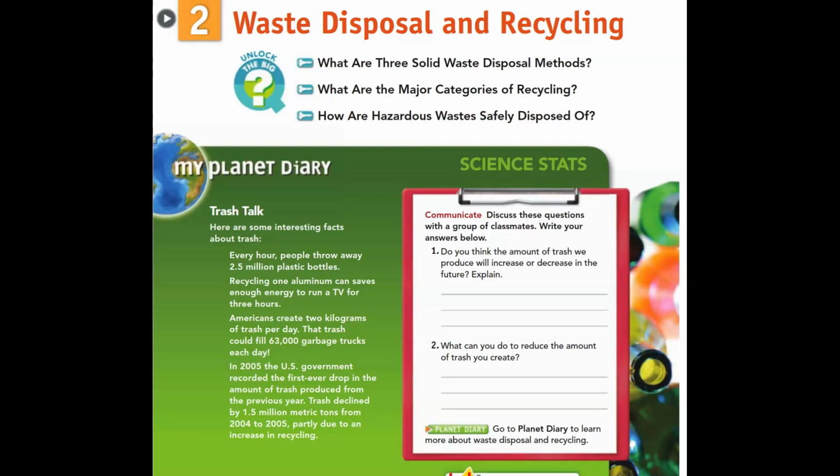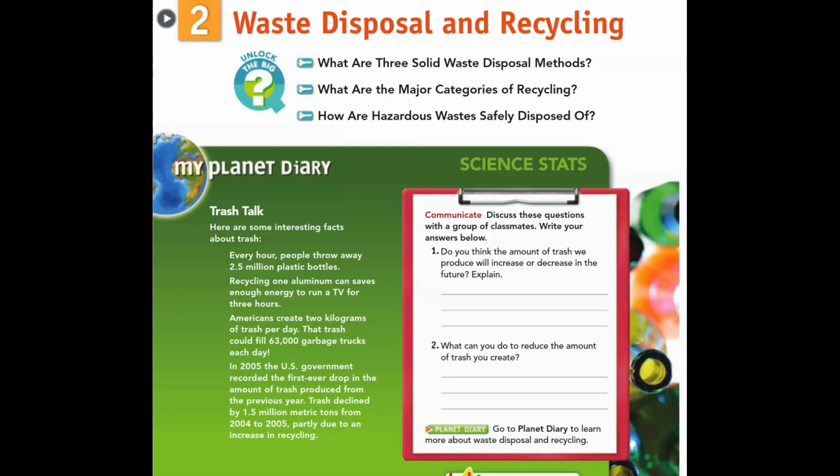Question 1 says, do you think the amount of trash we produce will increase or decrease in the future? I'd say probably we're going to decrease in the future because recycling is making a comeback and being pretty popular.